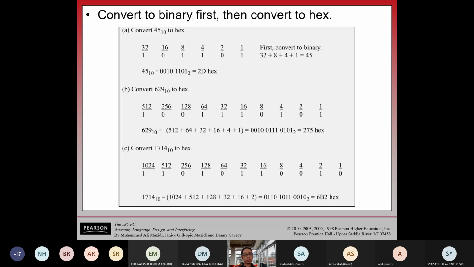If you have 629, you consider the powers of 2. This is 2 to the 9, right? It's not 29, it's 2 to the 9. It is 512. So if you subtract that, 629 minus 512, how much is left?